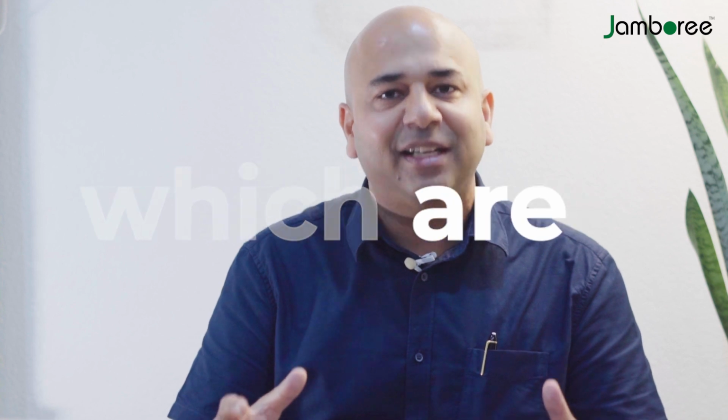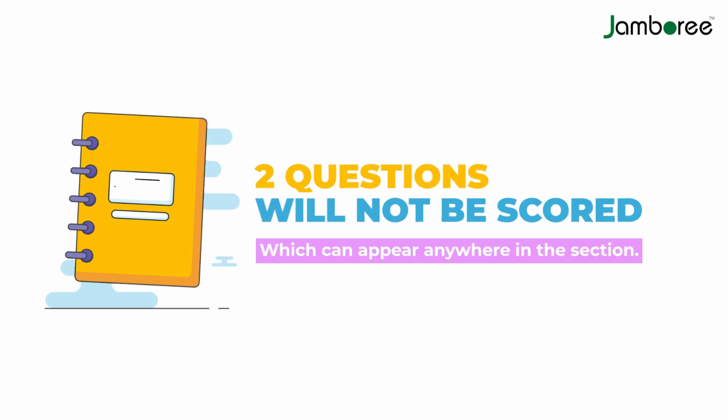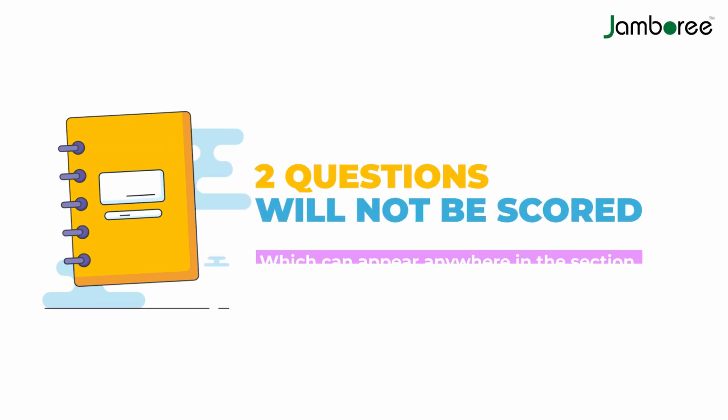So in short, there will be two questions which are not scored in each of the modules, whether it's a reading and writing module or a math module. In each of the modules, there will be two questions which are not scored, which can appear anywhere in the section. You will not know that, so you will need to take each question very seriously and attempt your best.